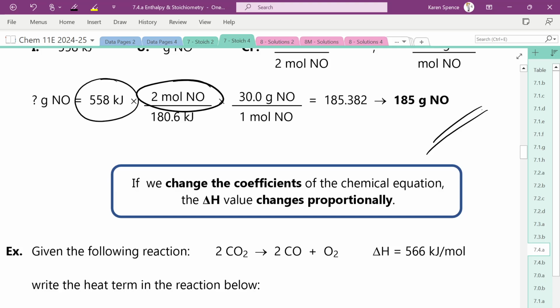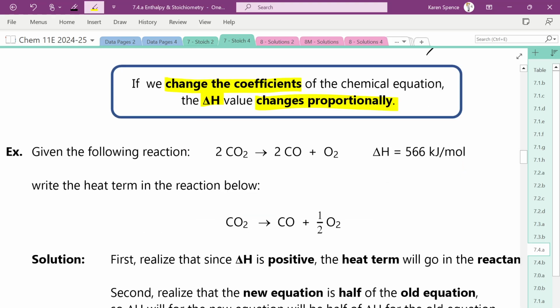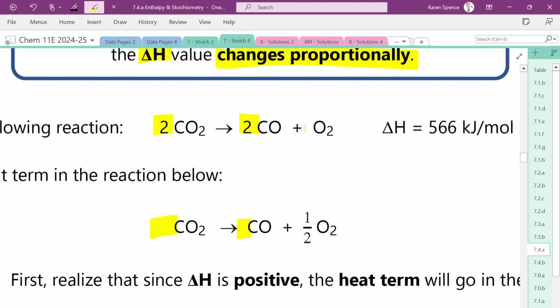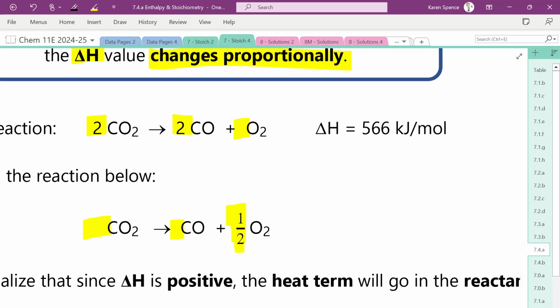Now here's the thing. If you change the coefficients in a chemical equation, the delta H changes proportionally. So if we multiply an entire equation by 2, what happens to the delta H? We multiply by 2. If we divide our equation by 2, what do we do with our delta H? Divide by 2. So if we have this reaction here, if we divide 2 by 2, we get 1, and 1 divided by 2 is a half. What would delta H be for this reaction?